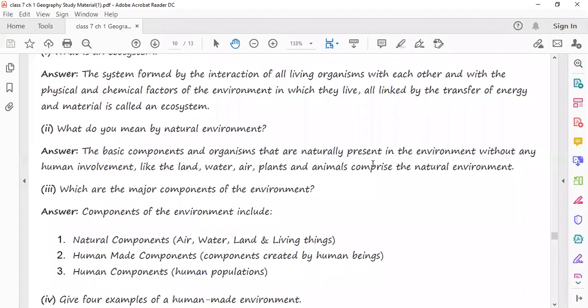Now, what do you mean by natural environment? The basic components and organisms that are naturally present in the environment without any human involvement, like the land, water, air, plants, and animals. They all together comprise to form the natural environment.